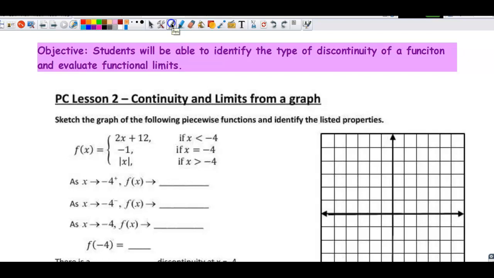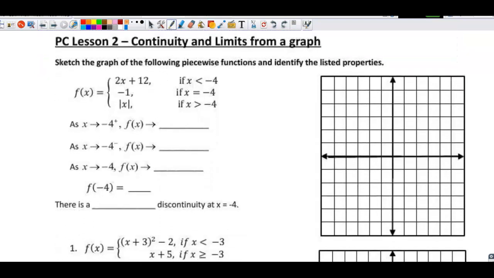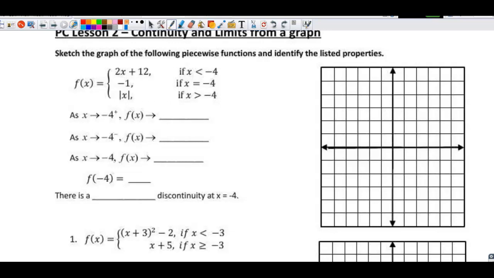And our objective is the same as it was yesterday. Students will be able to identify the type of discontinuity of a function and evaluate functional limits. We're just going to practice more, but we're going to graph this time on our own. So it says sketch a graph of the following piecewise function and identify the listed properties.